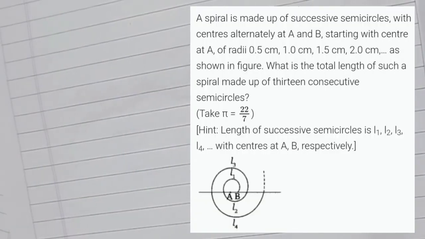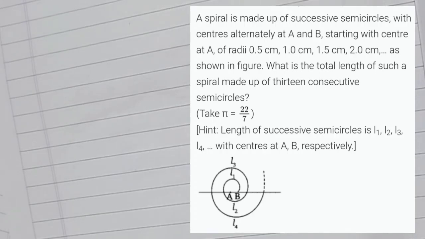Let us solve exercise 5.3, the 18th question. A spiral is made up of successive semicircles with centers alternately at A and B, starting with the center at A of radius 0.5 centimeter, 1 centimeter, 1.5 centimeter, 2.0 centimeter, and so on, as shown in the figure. What is the total length of such a spiral made up of 13 consecutive semicircles?